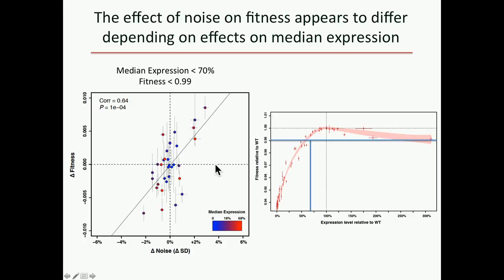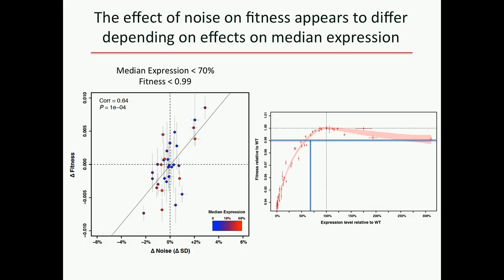So the first group here are the genotypes that decreased fitness at least 1%, which happen to also all decrease expression to 70% or less. What we see in this case is a statistically significant correlation that says that greater noise actually translates to greater levels of fitness. That's the opposite of what I told you already, if you're watching closely.